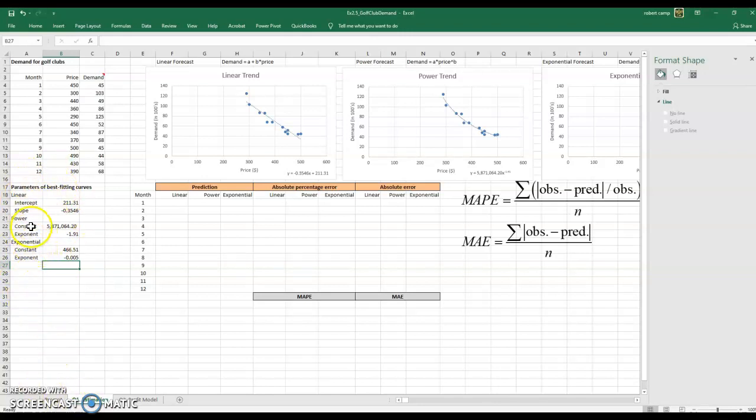Now, the problem is these both have constant and exponents in them, so that's not going to work because you can't have two things named the same. So I'm going to rename this to the E constant and the E exponent. And actually, I didn't need the underscoring because it's going to put that in on its own. So we'll just do it that way.